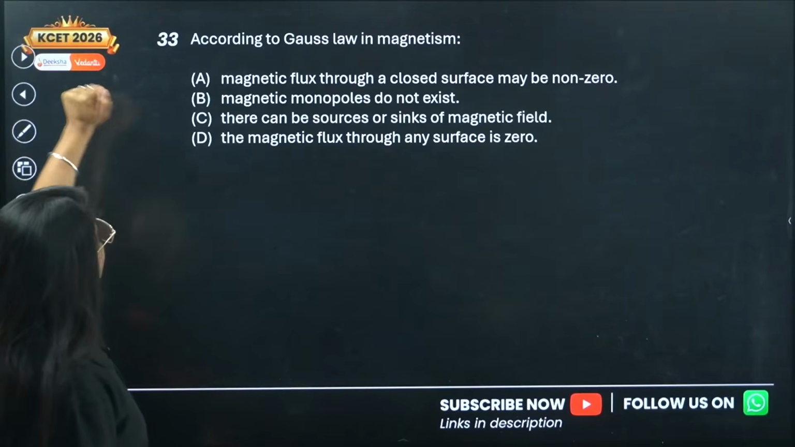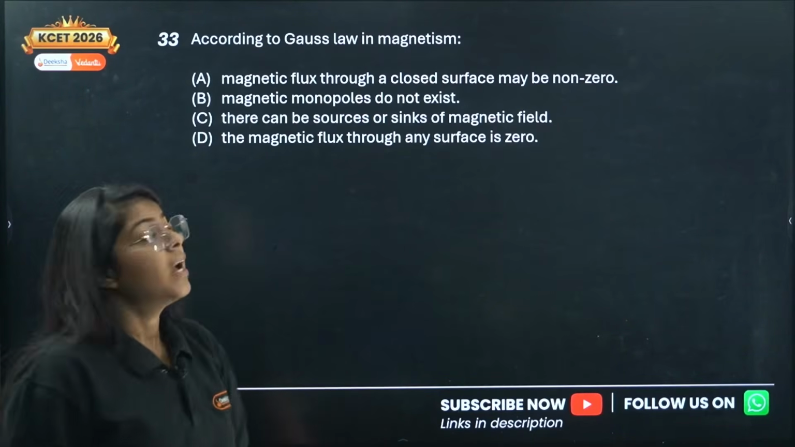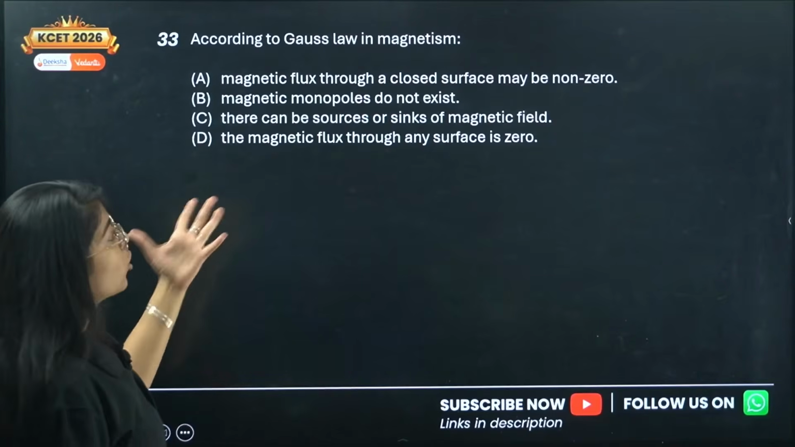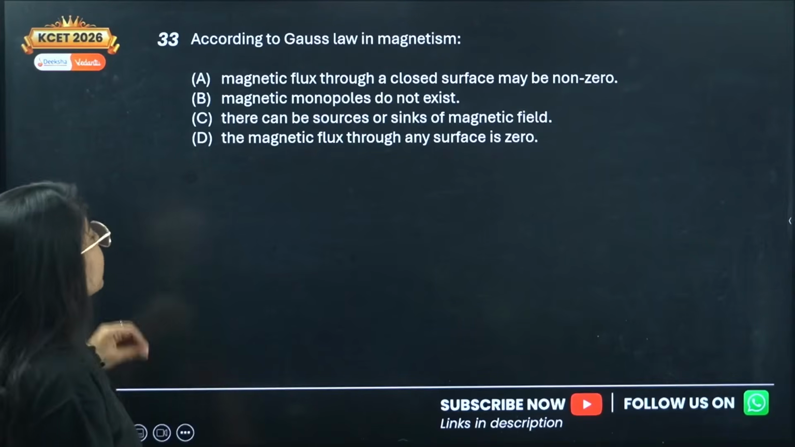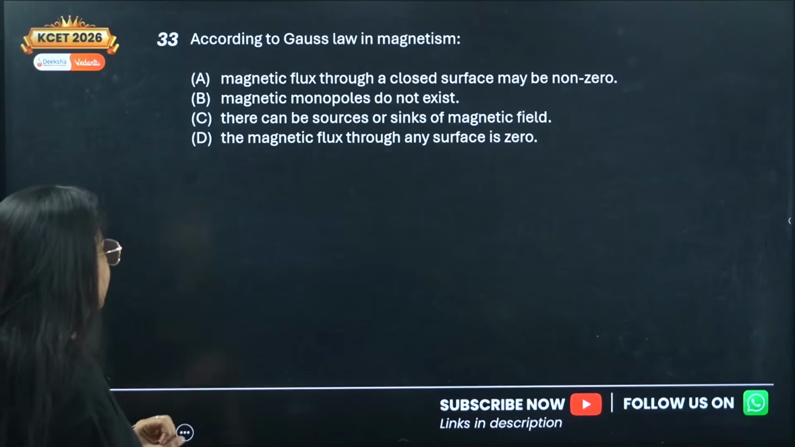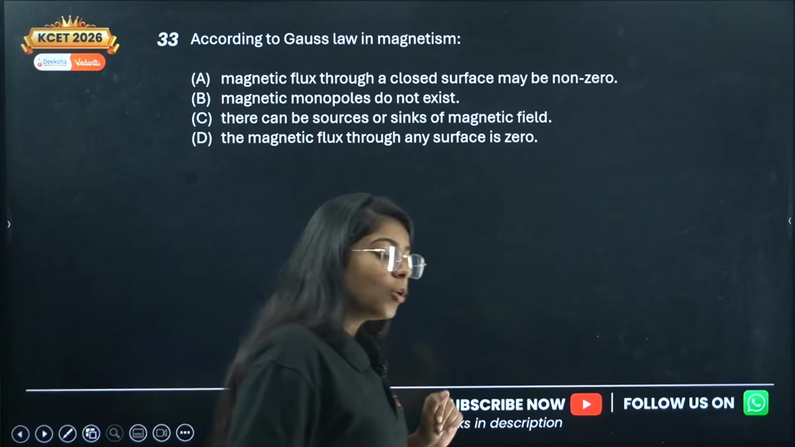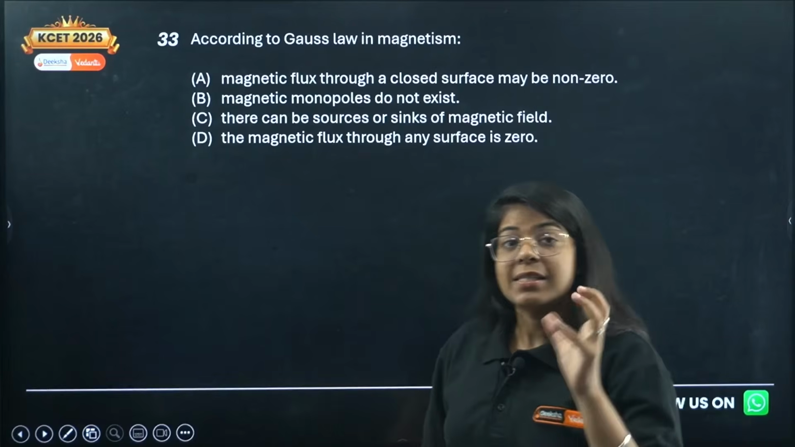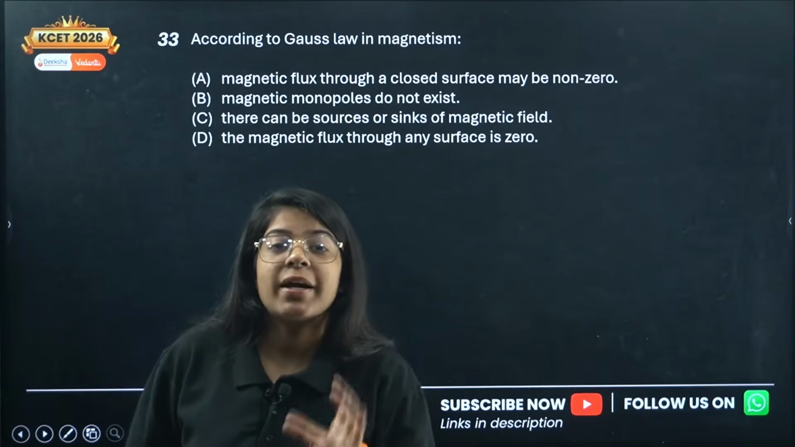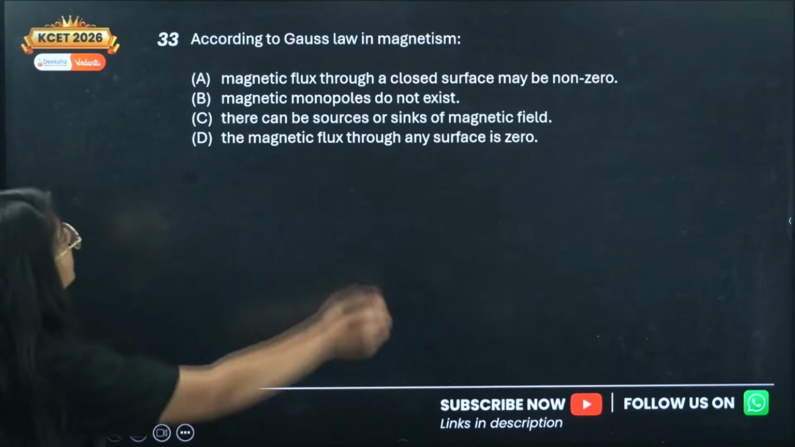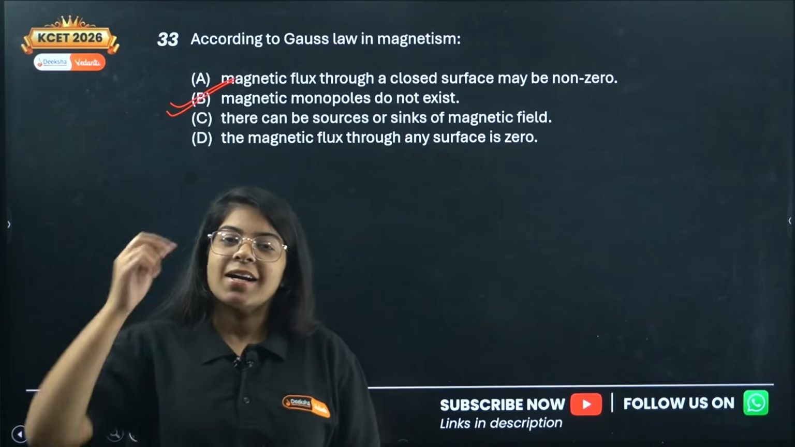Correct. 33rd question says, according to Gauss law in magnetism, we have options. Magnetic flux through a closed surface may be non-zero. Magnetic monopoles do not exist. There can be sources or sinks of magnetic field. The magnetic flux through any surface is 0. Now, one of the most important significances of Gauss law is that it proves that magnetic monopoles do not exist. So according to Gauss law, magnetic monopoles do not exist is the correct option.